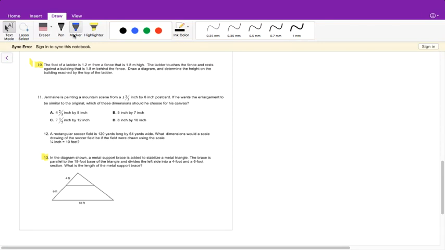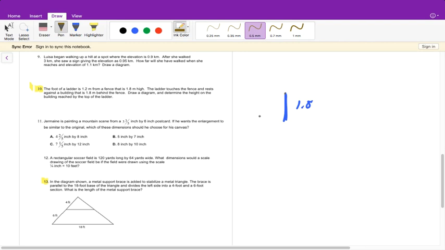It says the foot of a ladder is 1.2 meters from a fence that is 1.8 meters high. So I'm going to draw the fence in blue. Here's our fence, and it says that the fence is 1.8 meters high. And then we have a ladder. Let me change colors. Let's do brown for the ladder.